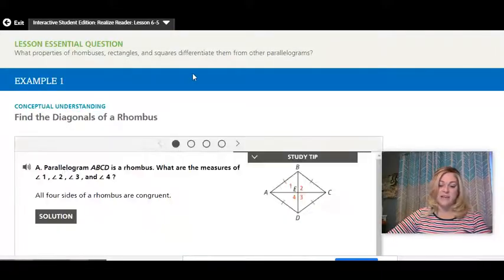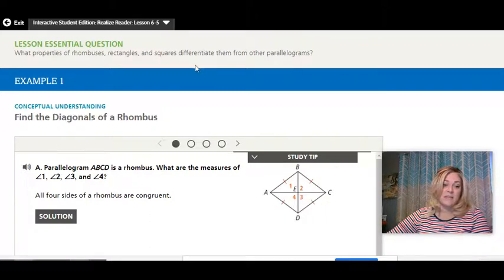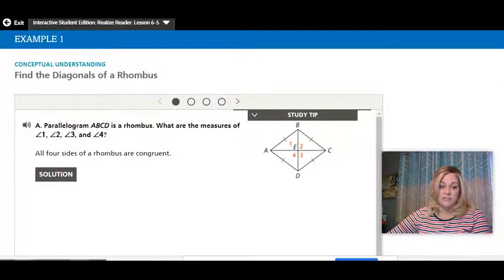Example 1, find the diagonals of a rhombus. A rhombus has a lot of features. It is a parallelogram, and it has all 4 sides that are congruent. So it says a parallelogram ABCD is a rhombus. What is the measure of these angles?